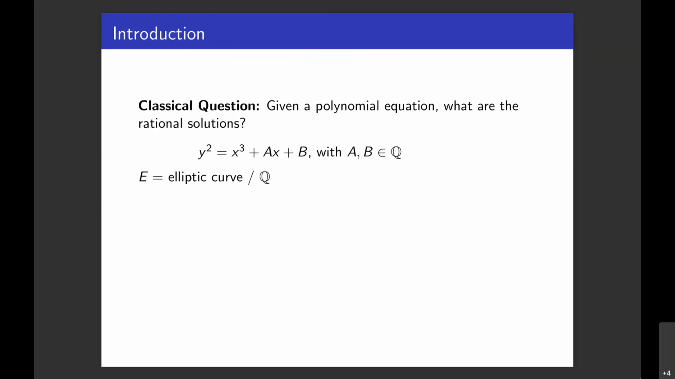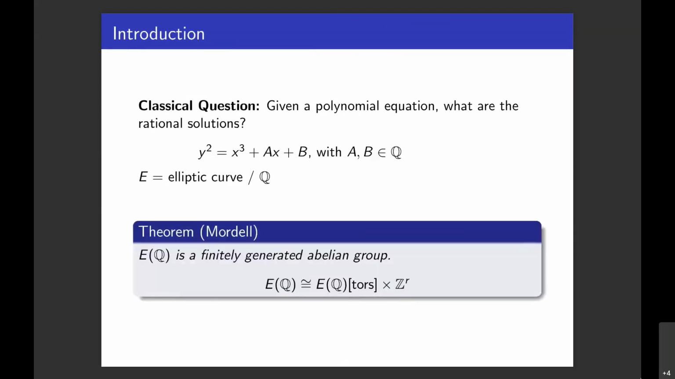Now in 1922, we have the following result of Mordell. We know that the collection of points on E with rational coordinates is a finitely generated abelian group. Notice in the little box at the bottom that we have a torsion part and a free part, where the free part consists of R copies of Z, where R is the rank of E, which we know is finite for a fixed E. But today we're going to focus on the torsion part.